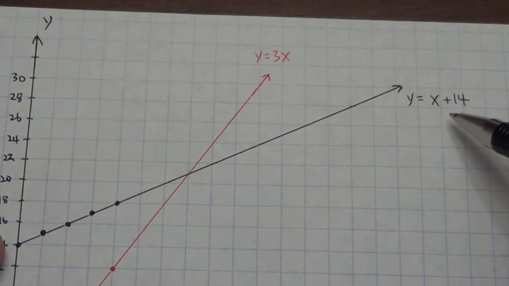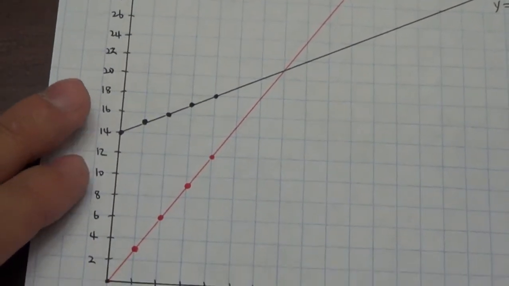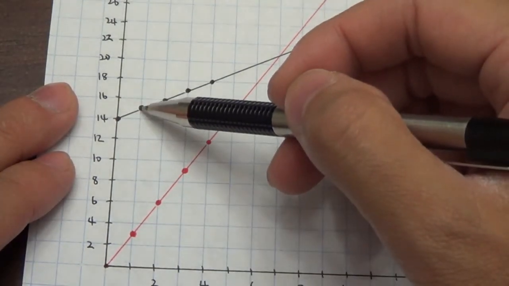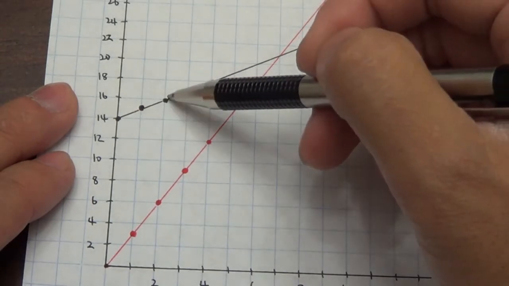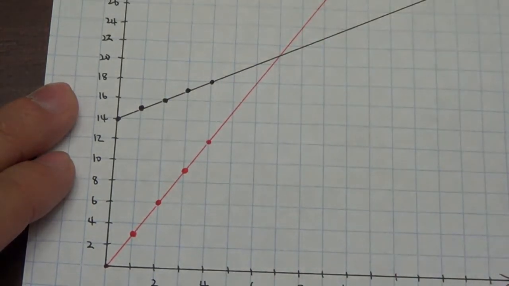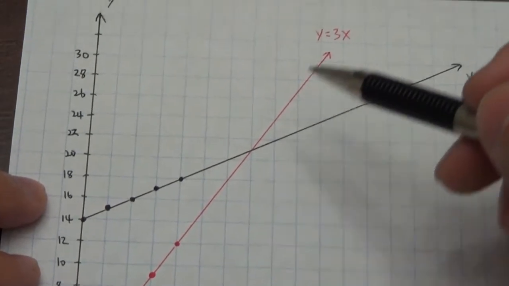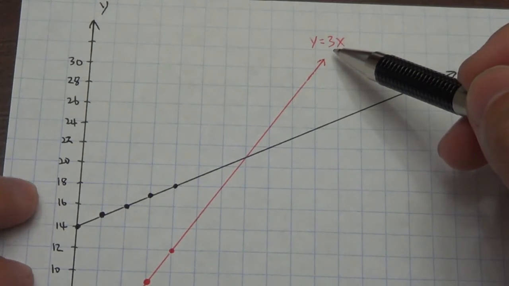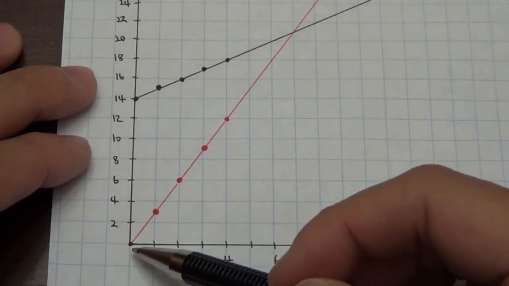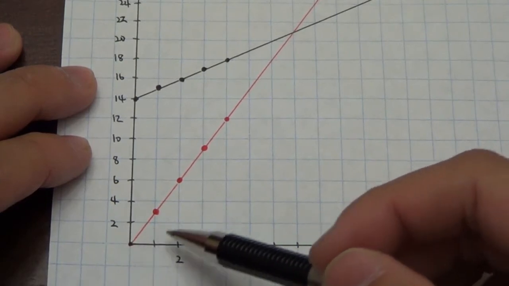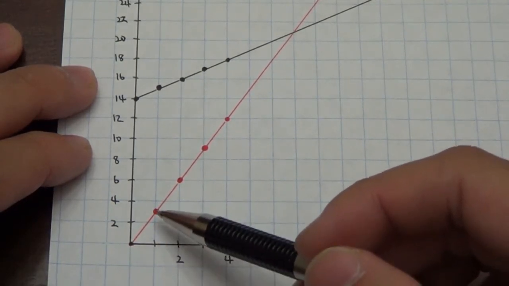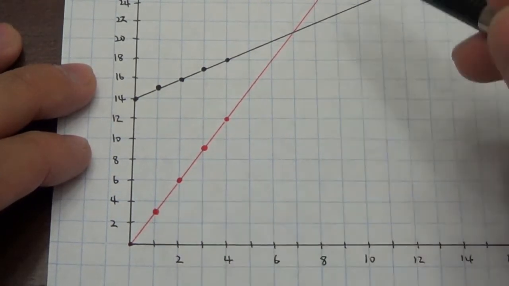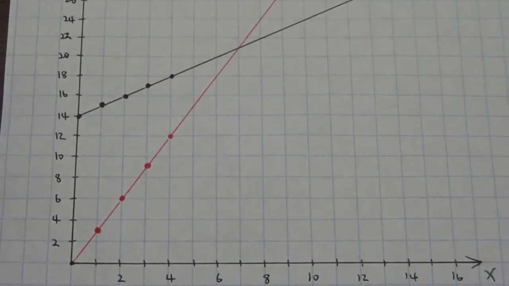Here's our equation, y equals x plus 14. When x is 0, y would be 14. When x is 1, y would be 15. When x is 2, y would be 16. So we create that line. The red line is the line for our revenue, y equals 3 times x. When x is 0, y would be 0. When x is 1, y would be 3. When x is 2, y would be 6. So there's our two lines graphed on the same coordinate plane.